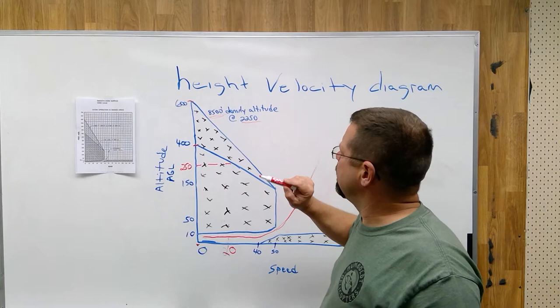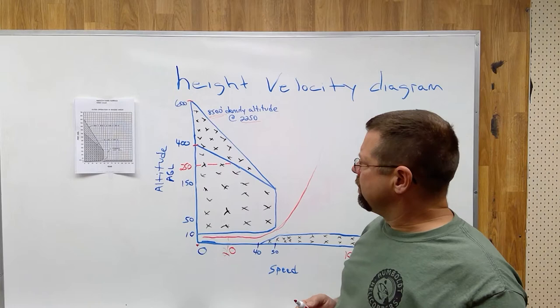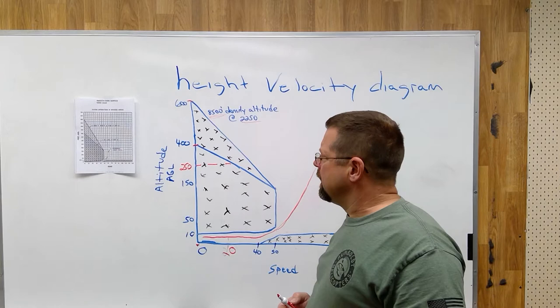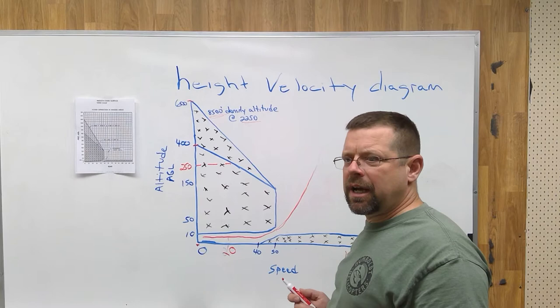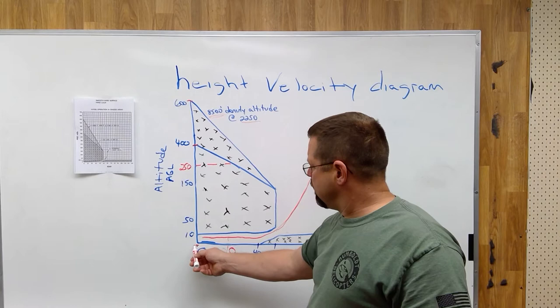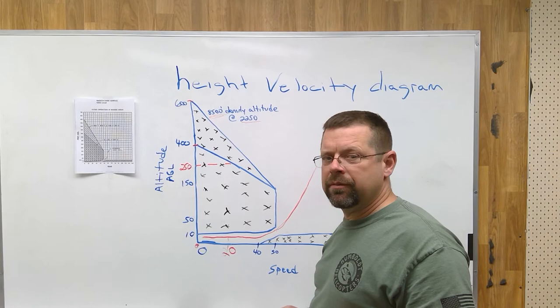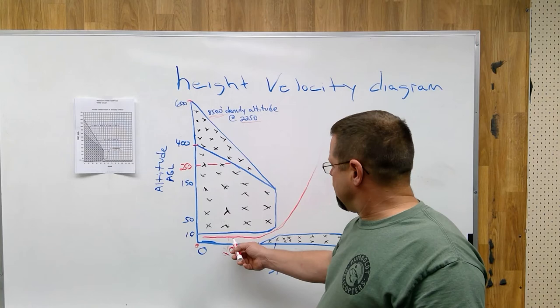So I hope that this helps you to know how to use the height velocity diagram to stay safe. And I urge you to go to your helicopter POH and look at the height velocity diagram for your helicopter. Find out where you can hover, zero airspeed, out of ground effect, and be safe, and know that number. And try to figure out exactly what the profile is for your takeoff to be safe in the helicopter you're operating.